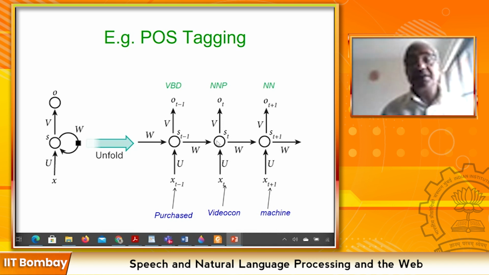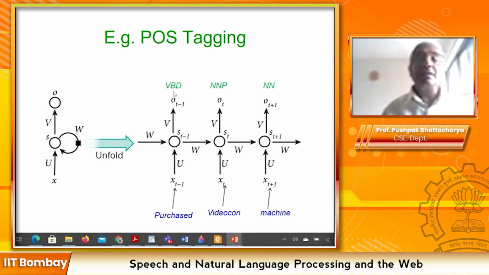And this is very characteristic of NLP, where machine translation as a whole is actually this framework. So purchased Videocon machine could also have been leading to a situation Videocon machine kharida. So that would be a Hindi sentence generated from the English sentence, and the output would be not part of speech tags but Hindi words. So we would like to take RNN and do some amount of machine translation discussion.